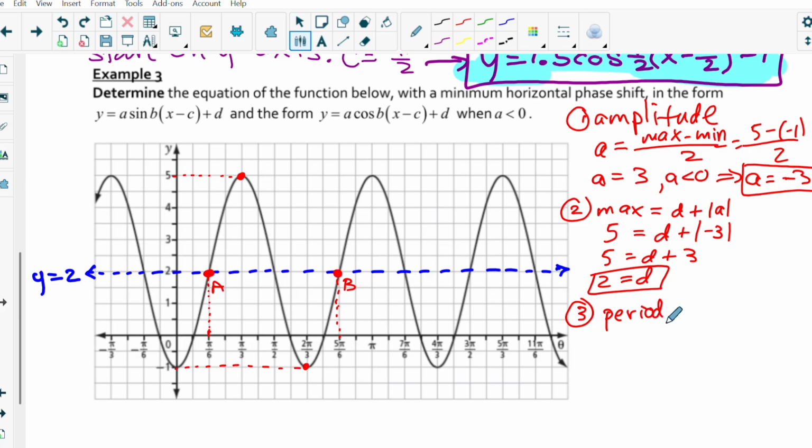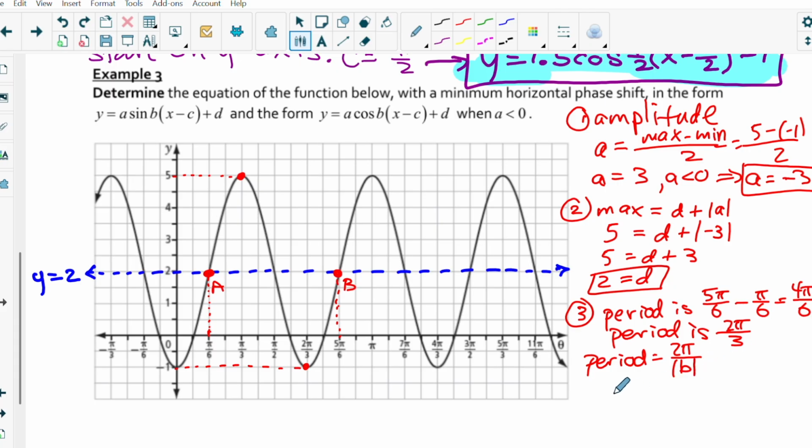My period is 5 pi over 6 minus pi over 6. And that equals 4 pi over 6. Or my period is 2 pi over 3. Okay? But I need a b value. So I know that period equals 2 pi over absolute value of b. So that means 2 pi over 3 equals 2 pi over absolute value of b. Therefore, b must equal 3.